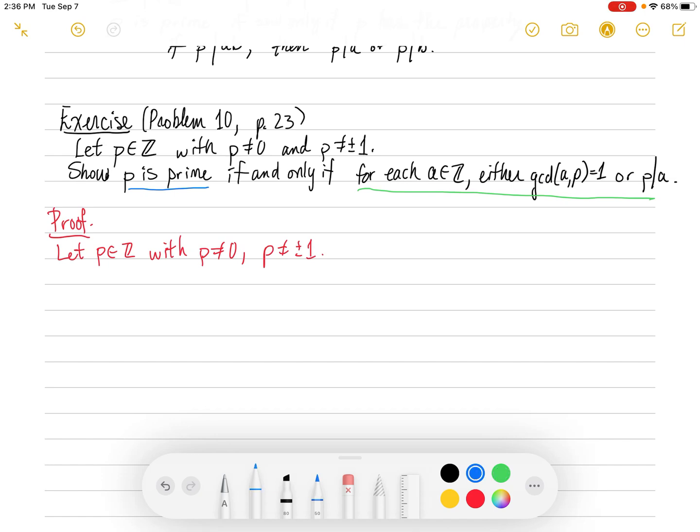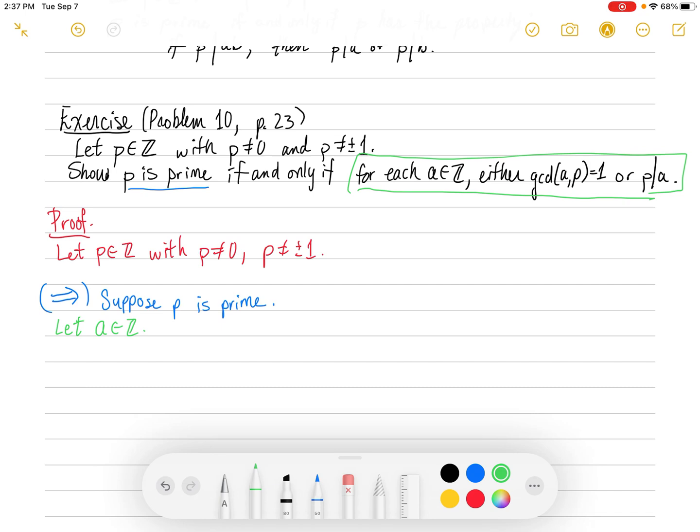So I'm going to start with the blue. It's called the forward direction. I'm going to assume the blue and try to get to the green. So let's suppose p is prime. And somehow I want to get to this green. I want to prove that for every integer a, the GCD of a and p is 1, or p divides a. So I need to let a be an arbitrary integer. It can be any integer.